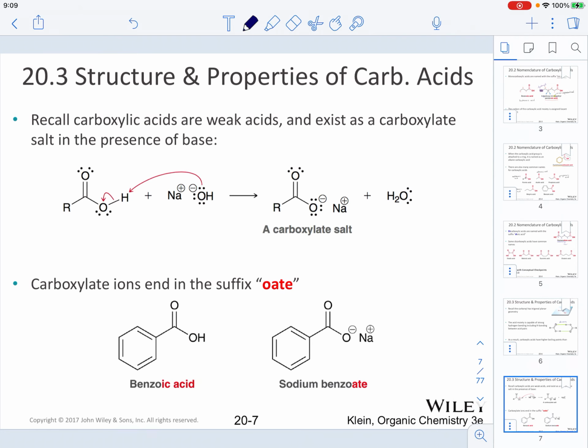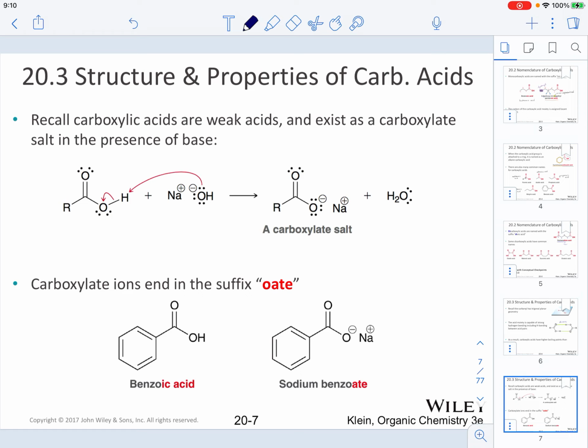When it comes to their acidity, remember that carboxylic acids are weak acids. Since they are weak acids, they are able to donate a proton and they can exist as a carboxylate salt in the presence of base. Later, we're going to explore the benefit of actually having a carboxylate salt. The reaction that we have here just represents the acid-base reaction that carboxylic acids can undergo.